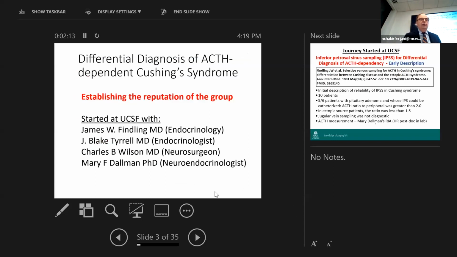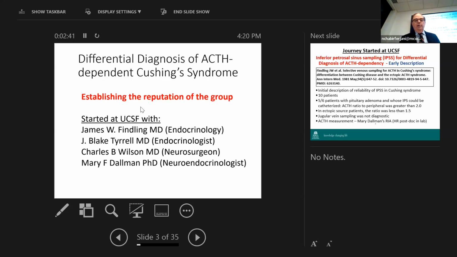So we're going to really start not with the diagnosis of Cushing's syndrome, we're going to end up with that, but the first diagnostic dilemma was the differential diagnosis of ACTH-dependent Cushing's syndrome. And this whole story really evolves around gaining some degree of reputation and authenticity of our group, so that other people in the scientific and clinical community could acknowledge and actually believe what we had to say.